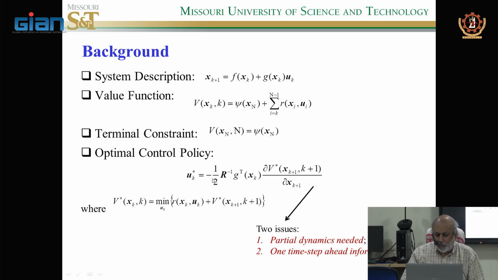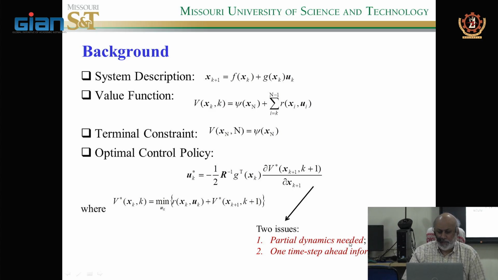The optimal control policy is given by R inverse G transpose. That means you need to know the G. Partial V star. V star is a solution for the HJB equation. Okay? And here is the Bellman equation, which is the recursive equation. Don't forget that, okay? So, two issues.